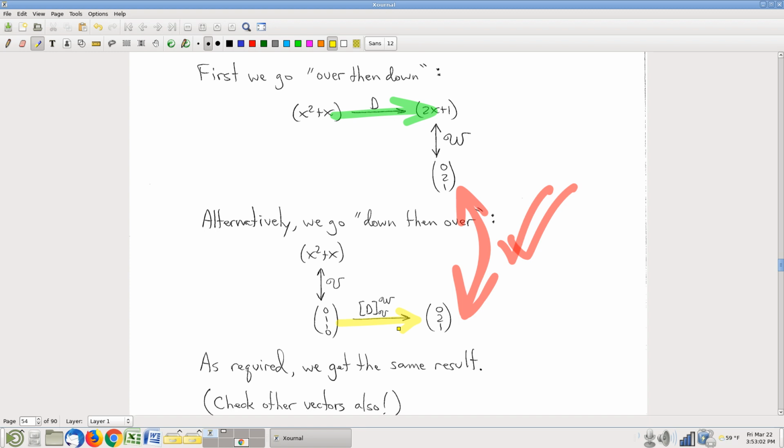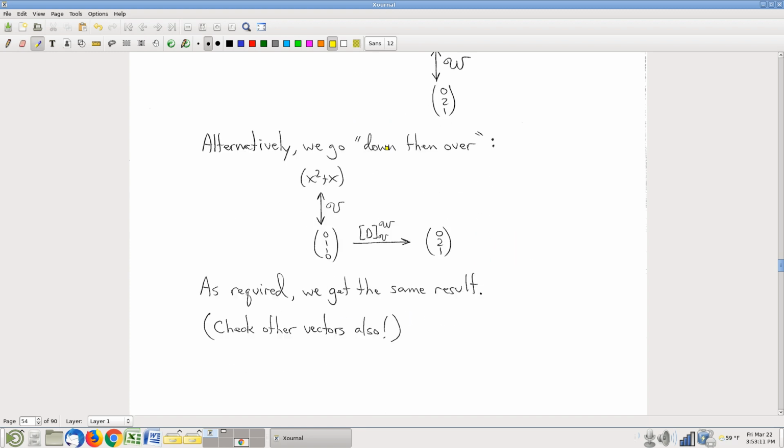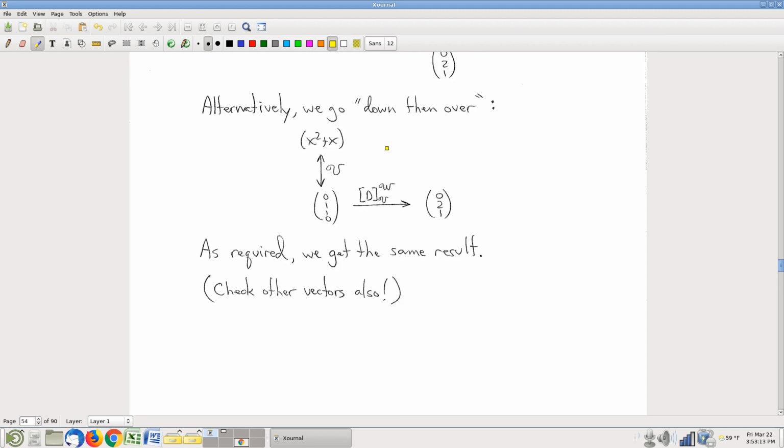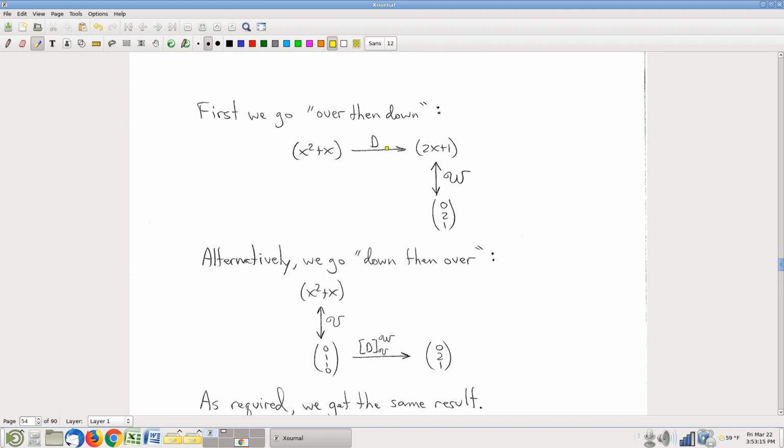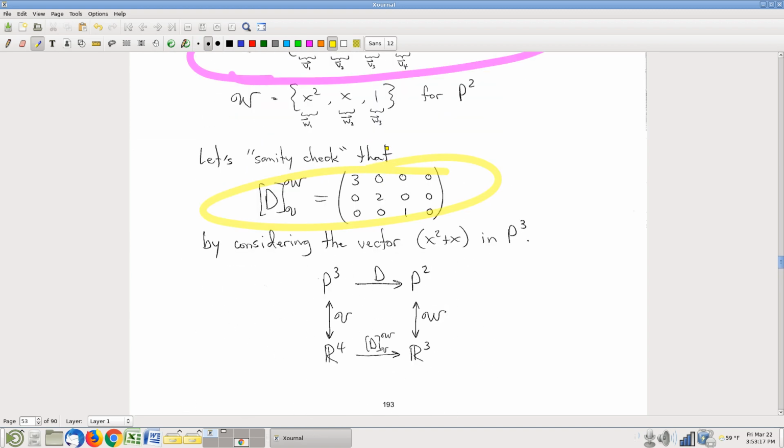How are we doing? Questions? All right. Okay. All righty. Now, again, this was just a sanity check. Here's what I think would be a nice exercise. I did this calculation for x squared plus x.